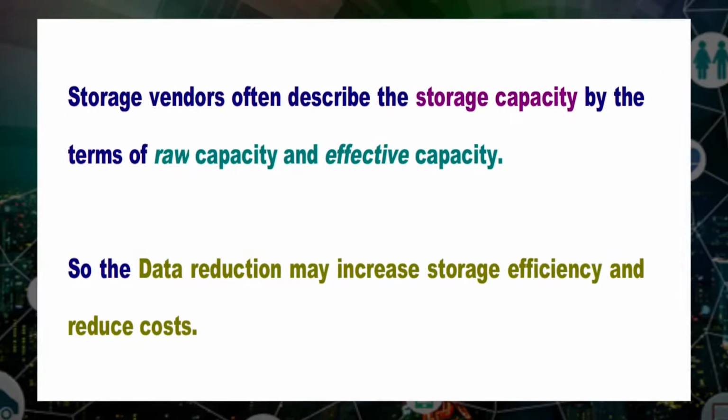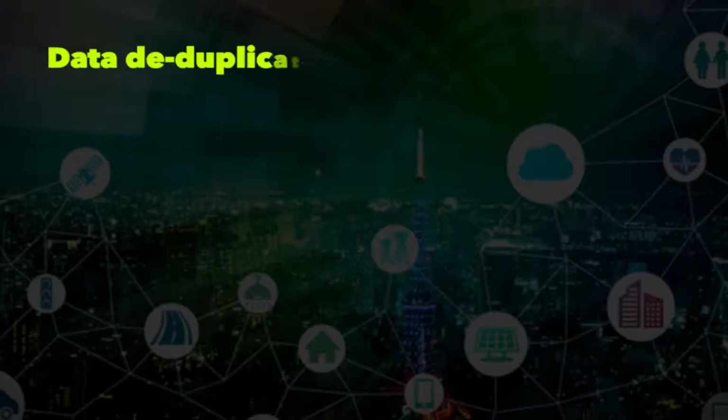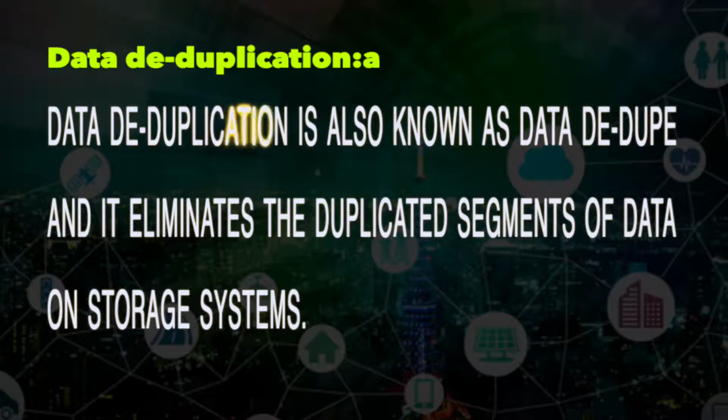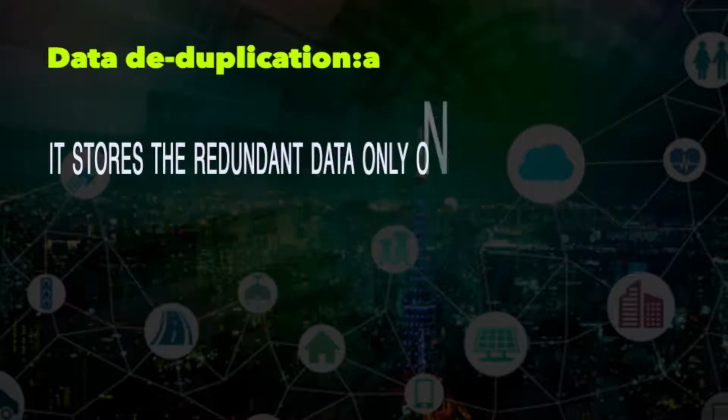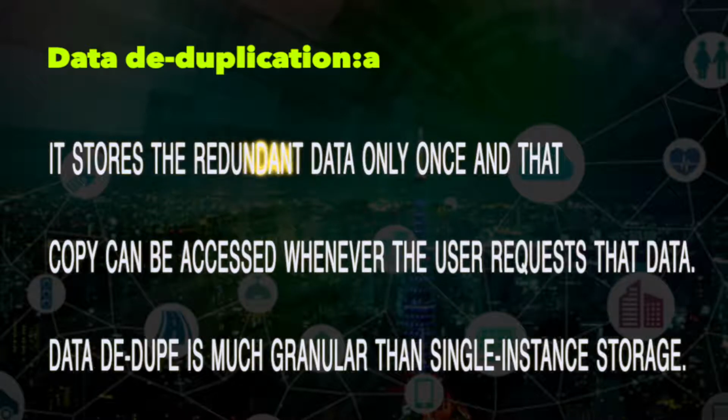Storage vendors often describe storage capacity in terms of raw capacity and effective capacity. So, data reduction may increase storage efficiency and reduce cost. Data reduction can be defined in many ways. The first is data deduplication, also known as data dedupe, and it eliminates duplicated segments of data on storage systems. It stores the redundant data only once, and that copy can be accessed whenever the user requests the data. Data dedupe is much more granular than single instance storage.